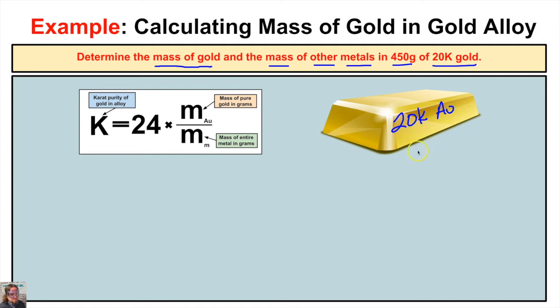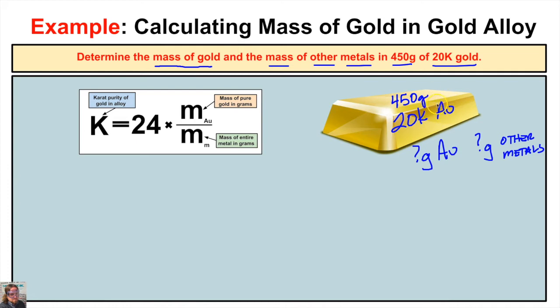And what we're asked to do is figure out the amount of grams of gold that is in this 20 karat gold bar here that has a mass of 450 grams, and we're asked to also figure out the mass of other metals that is in this 450 gram 20 karat gold bar right here.